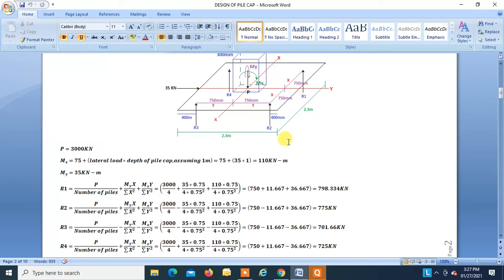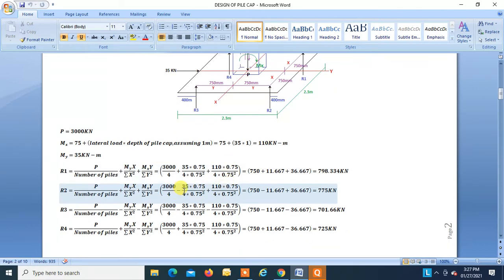Okay, summing all this, 4 into 0.75 squared, right? So this is how we get 798.33, and the only thing is that you have to change the sign according to the location of the pile and the direction of the moment, right?